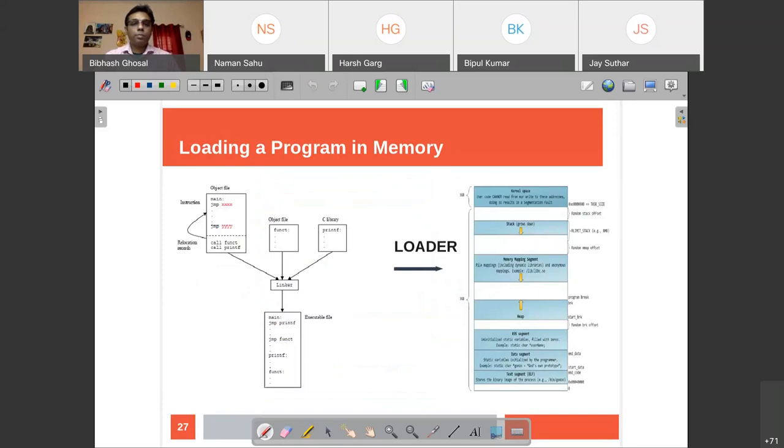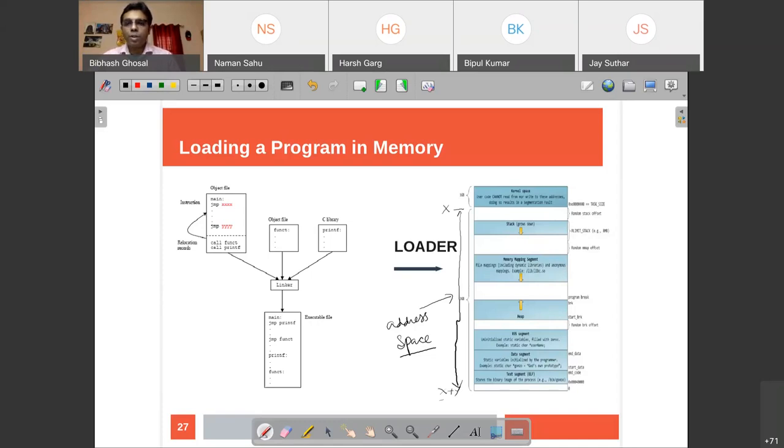So the program, after the executable file has been created, gets loaded onto the primary memory. And look at this: from here to here is the portion of the memory that is occupied by the program. The range of locations which this particular program is occupying, when the program gets loaded into the memory, is called the address space. All these locations start from some location X and go up to, let's say, X plus Y. So all these locations are filled up. This is the program which is sitting in the primary memory.